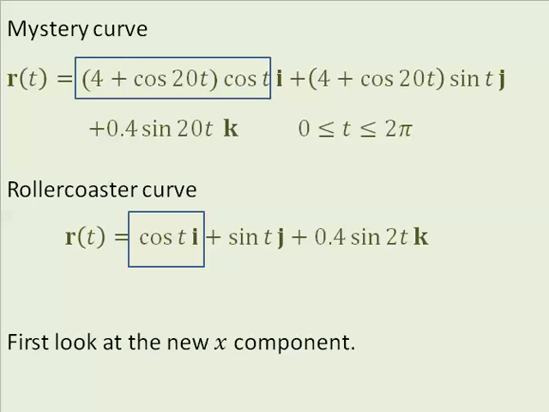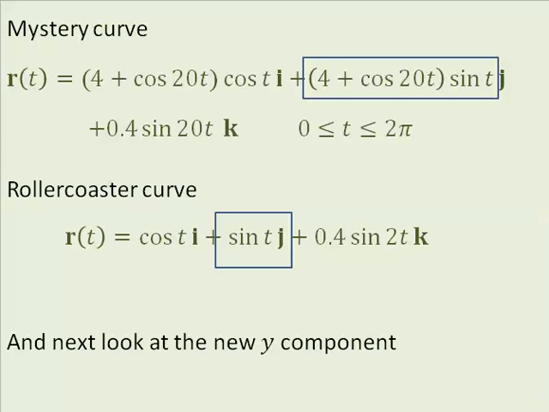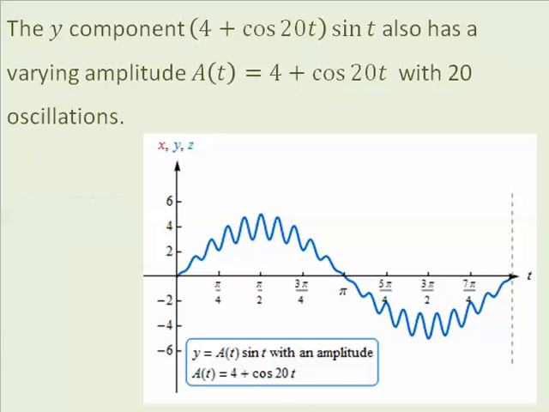First, let's look at the new x component of the mystery curve. The x component now has a varying amplitude with 20 oscillations. And next, look at the new y component. The y component also has varying amplitude with 20 oscillations. Okay, do you think you can wrap your mind around that? Let's go back to the e-book.